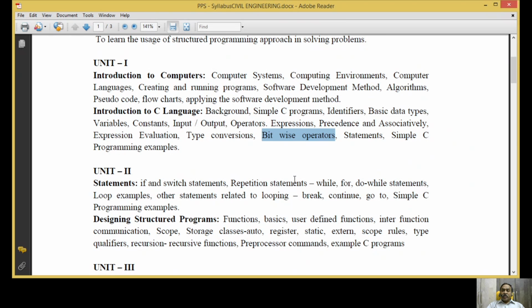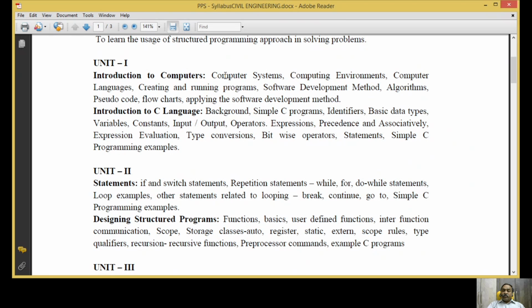Now, in this course, we'll be going through various aspects of programming language. In syllabus point of view, this subject has 5 units like any other subject. Unit 1 is an introduction to the computer and exposure to various basic aspects of a typical programming language. So we'll go through this unit.